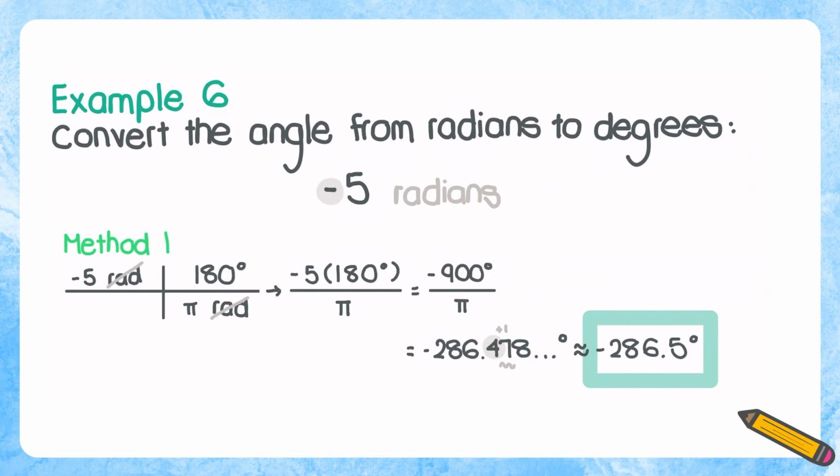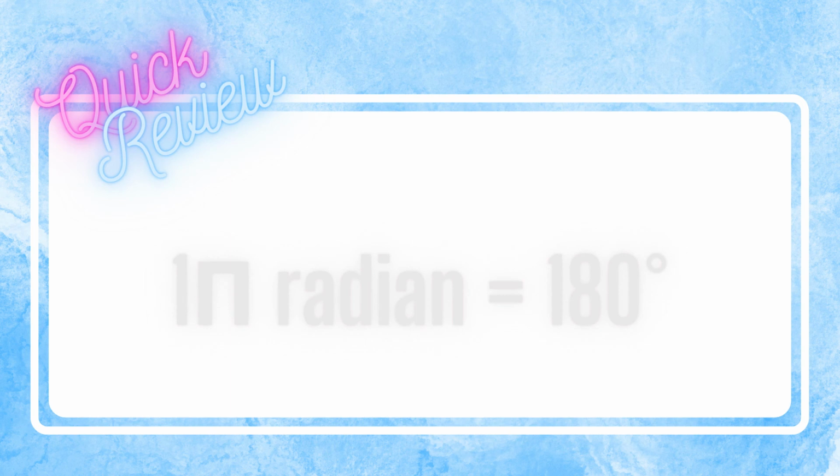So just as a quick review, remember this conversion factor, 1 pi radian equals 180 degrees. Today we use this conversion factor to convert from radians to degrees.